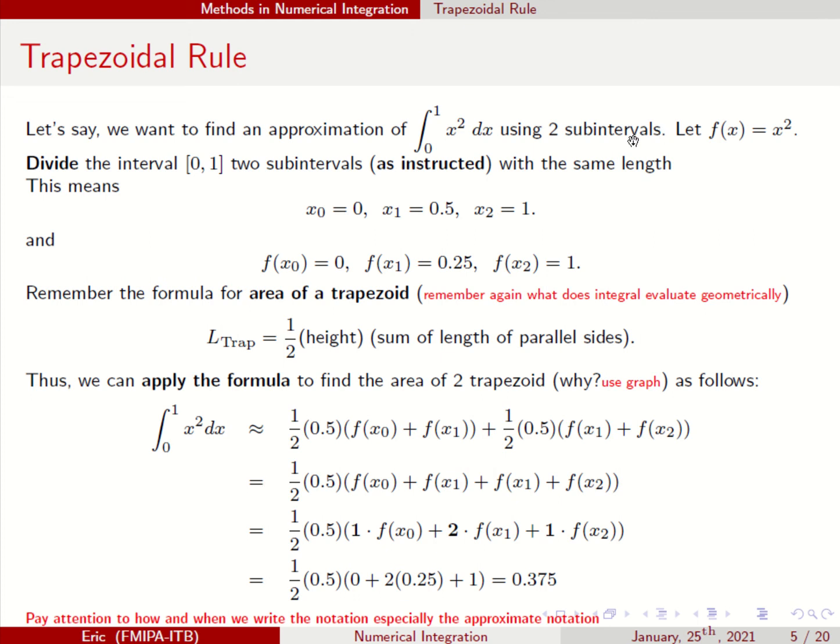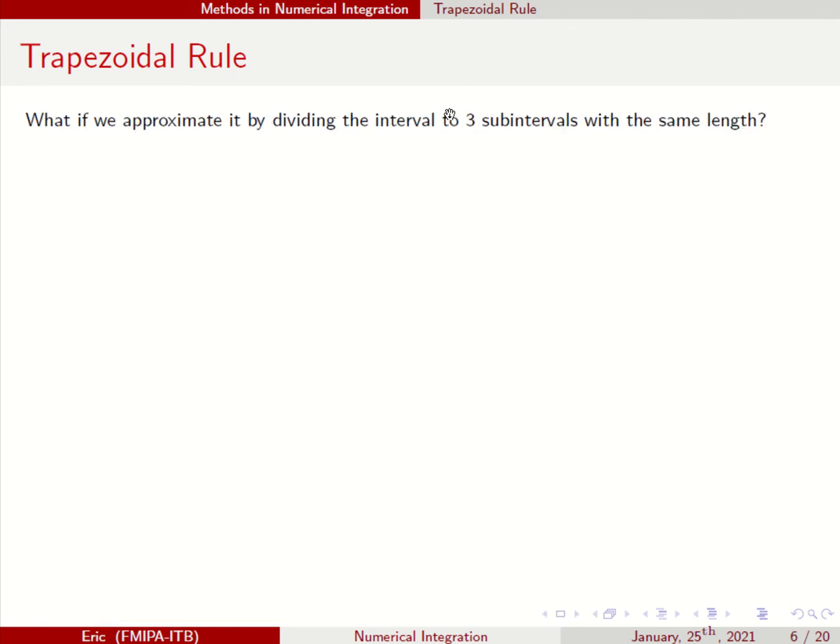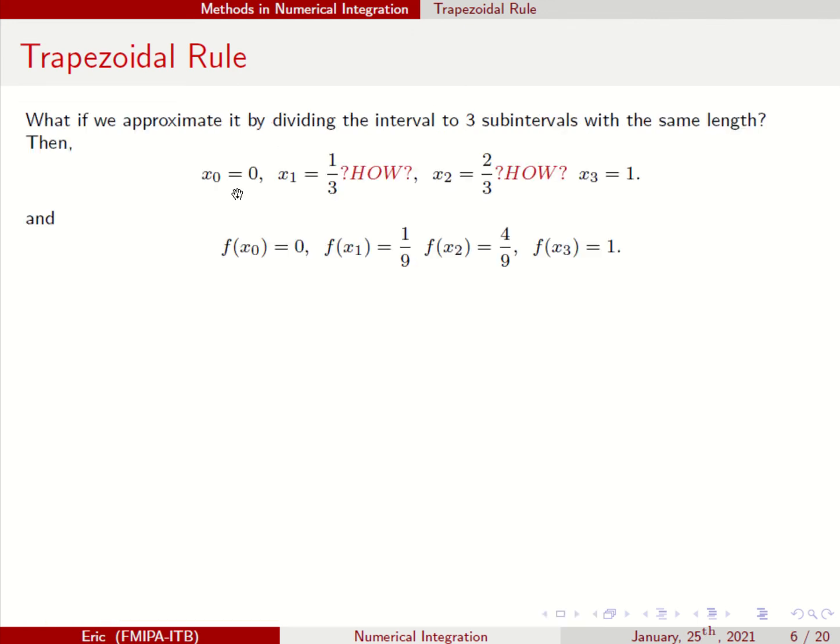What about if we want to use three subintervals to approximate this? So x0 should be 0, 1/3, 2/3, and 1. Do you know why? And f(x), don't forget, is still the same, that is x squared. We want to find the integral of x squared from 0 to 1 using three subintervals. So you have this interval, this interval, and this interval. 0 to 1 is divided into three subintervals with the same length.